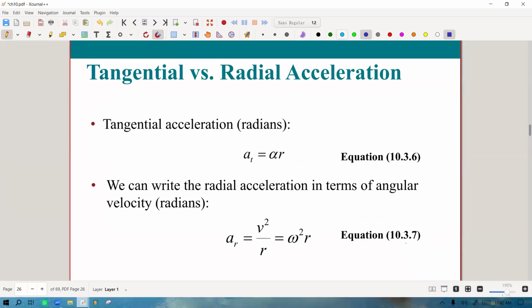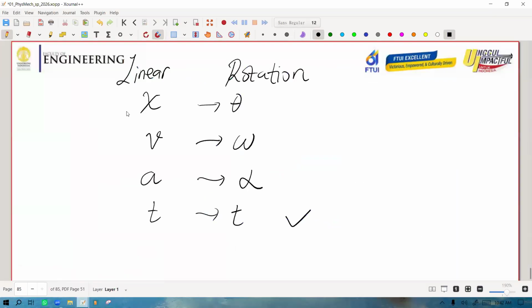And tangential versus radial acceleration. Tangential acceleration is alpha times r, and for angular velocity in radians, omega squared times r. So this one is radial acceleration. This one is tangential acceleration. Remember that we have derived this one, right? In two-dimensional motion, I have derived this one before.